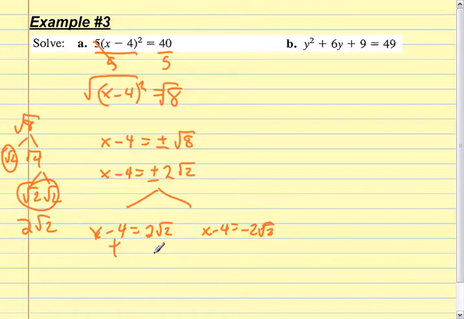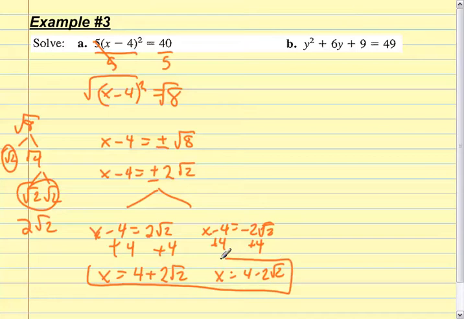Add 4, and I'm going to get x is equal to 4 plus 2 root 2. Remember, I can't add them together because they're not like terms, right? Same thing here. Add 4. And over here, I'm going to get x is equal to 4 minus 2 root 2. Okay, that's my solution. Those 2 answers.